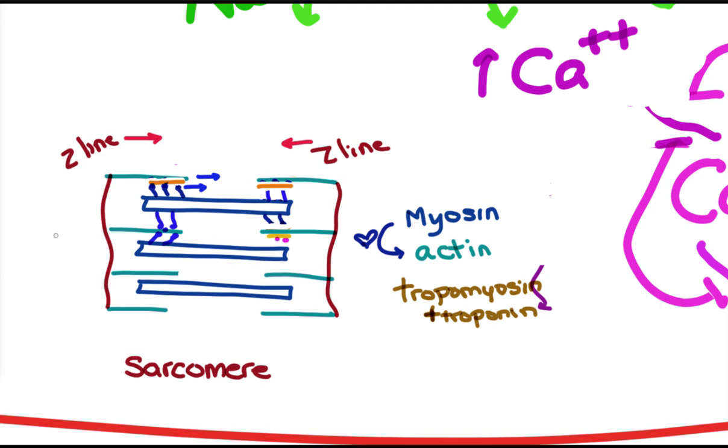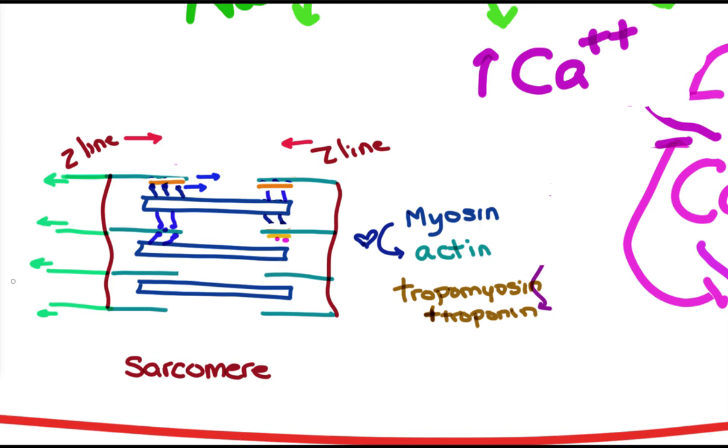In reality, there are thousands and thousands of sarcomeres all in a line, all attached to each other. And each one, these aren't exactly the same colors that I'm using, each one, as myosin binds to the actin and pulls it, is going to shorten.